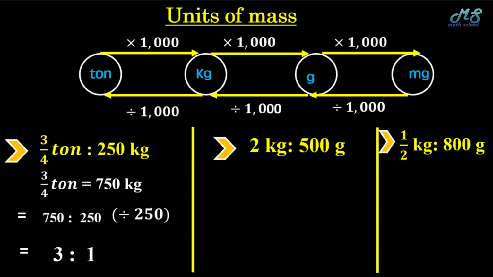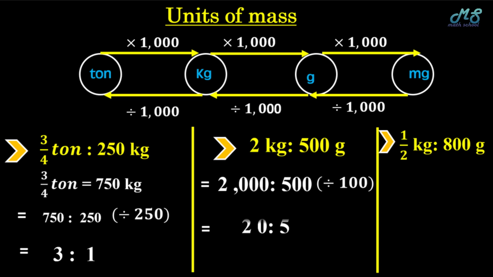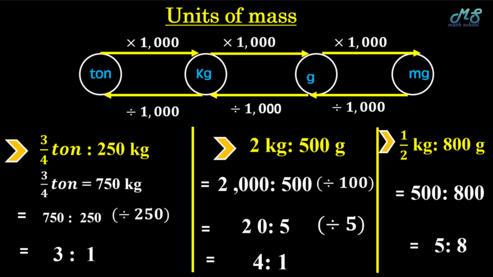Next, 2 kilogram to 500 gram equals 2000 to 500. Dividing both sides by 100 equals 20 to 5. Divided by 5 equals 4 to 1 in the simplest form. Next, half kilogram to 800 gram equals 500 to 800, because half kilogram equals 500 gram. Divided both sides by 100 equals 5 to 8 in the simplest form.